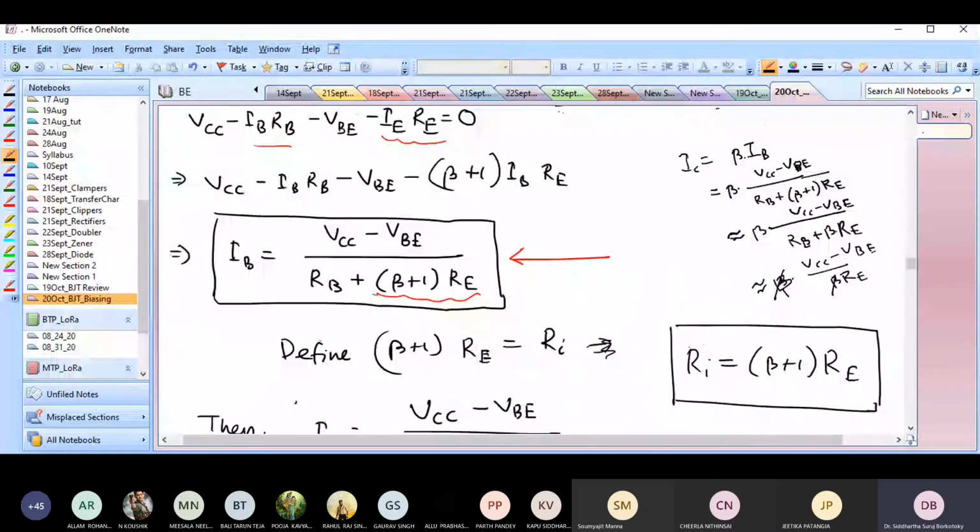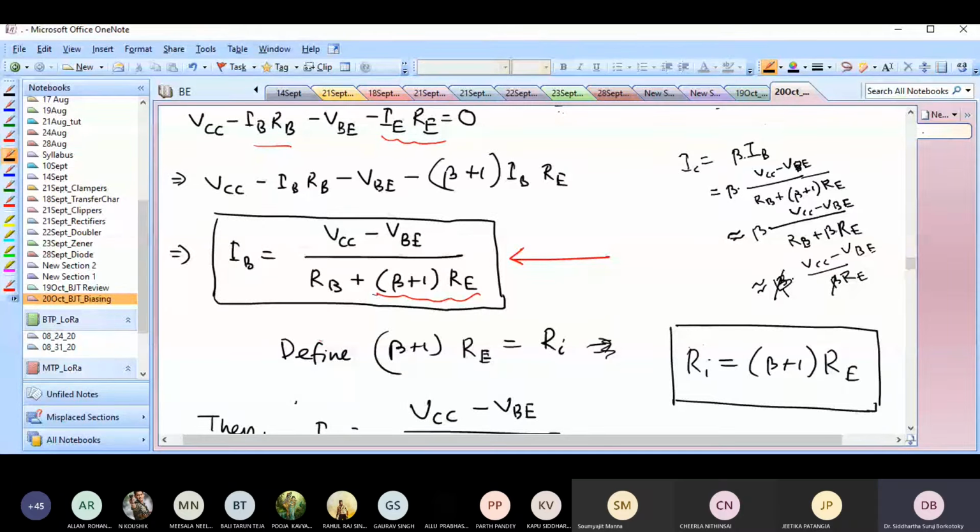Of course, this is an approximation. So in reality, there is some dependence. You cannot just say that it does not depend on beta, but approximately it does not depend on beta. So if beta changes a bit, still IC will not change a great deal.